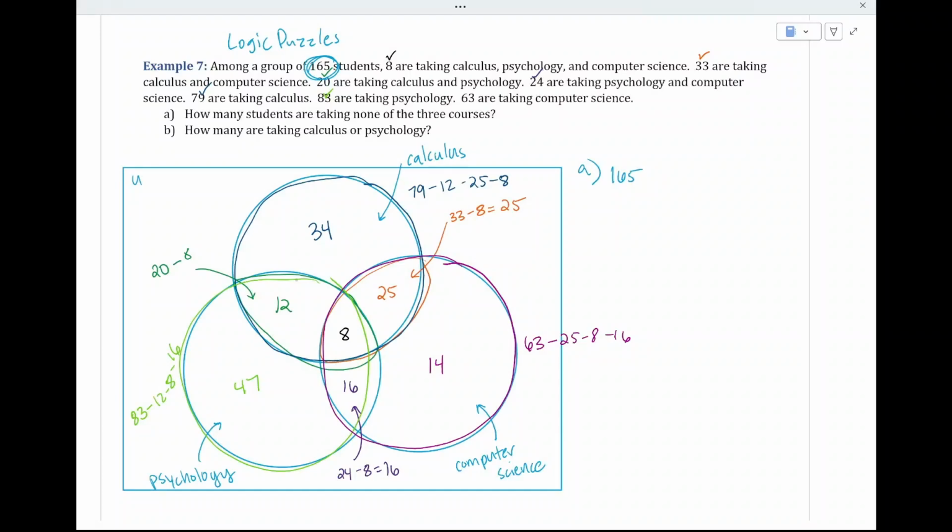So I know I could add all 4 of these together. That's the number of students taking calculus. That's 79. So that's all of these. Next up, I'm going to do the 47, 16, and 14. And that all together is 9. So there are 9 students that are not taking any of the 3 courses.